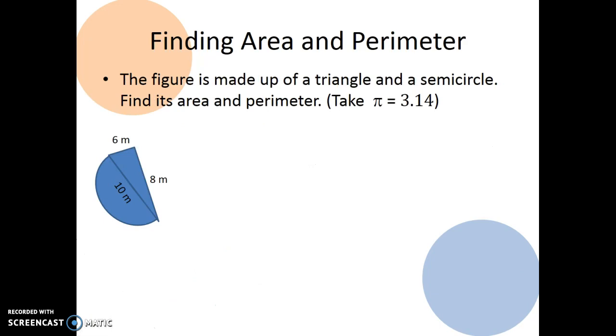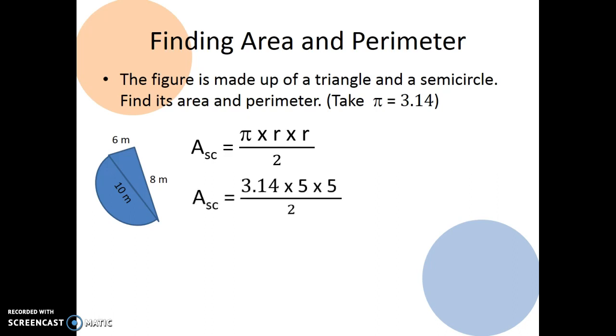Okay, we're going to find the area and perimeter of this funky shape. So I have a semicircle, and I have a triangle. So let's find the area first. So I'm going to find the area of the semicircle, which is pi times radius squared divided by 2. And then I'm going to find the area of the triangle, and I'm going to add them together. So we'll multiply 3.14 times 5 times 5. My semicircle has a diameter of 10, so that means my radius is just 5. Okay, divide that by 2. So 3.14 times 25 divided by 2 is going to be 39.25 meters squared.